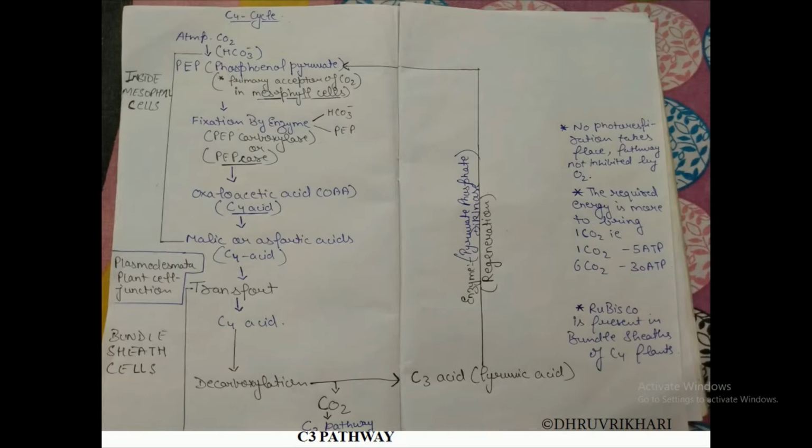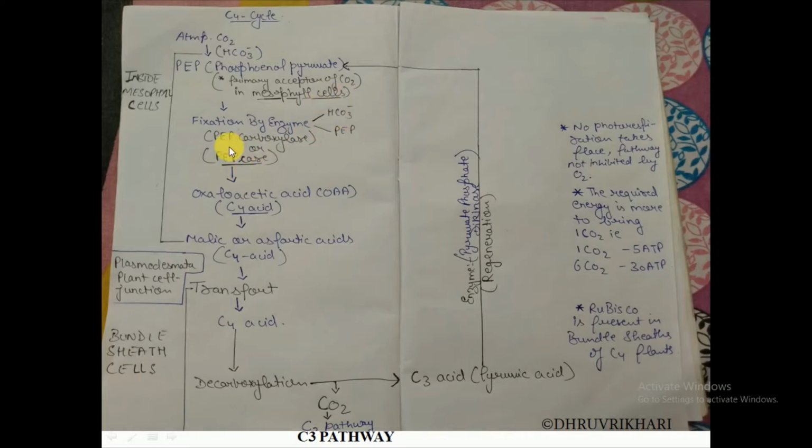What we can see in this flow diagram is that the atmospheric CO2 is entering from the mesophyll cell and is getting fixed by the PEPcase, or phosphoenol pyruvate carboxylase, enzyme. The atmospheric CO2 in the form of bicarbonate is the substrate along with PEP. PEP in mesophyll cells is the primary acceptor of CO2 and is known as phosphoenol pyruvate. The fixation of this CO2 and PEP is done by the enzyme PEPcase.